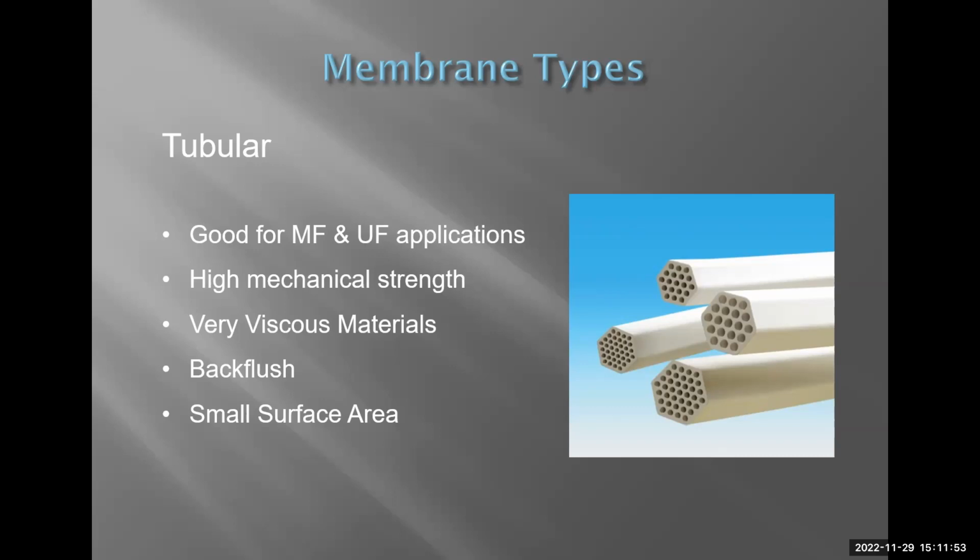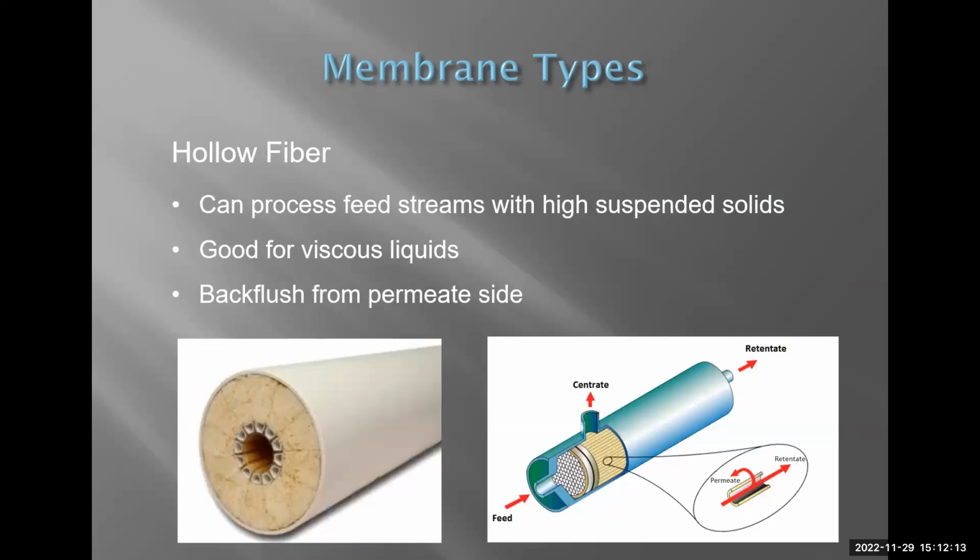You can either send the feed through the center of the membrane or from the outside and let the permeate go towards the center. They do have a relatively small surface area, but due to the diameter of the holes or the passages going through the membranes, they can handle very high solids, and you don't usually need a pre-screen or anything like that before them.